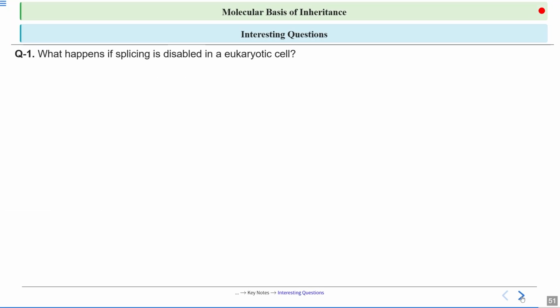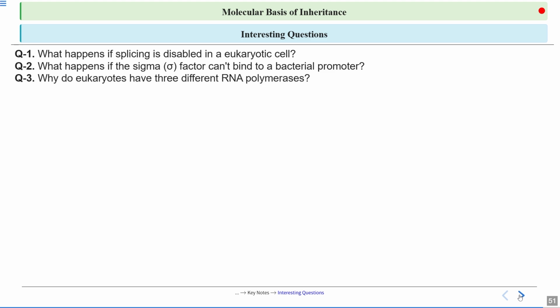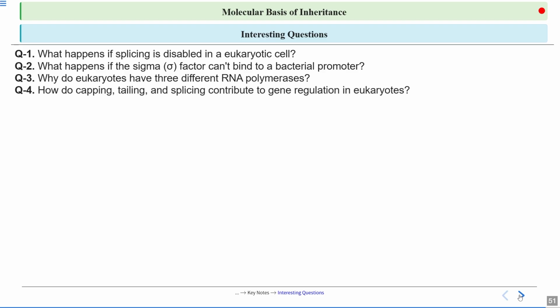So there are a few interesting questions that you guys are going to answer yourselves. First, what happens if splicing is disabled in a eukaryotic cell? If there is no splicing in a eukaryotic cell, what will happen? Second, what happens if the sigma factor can't bind to the bacterial promoter? Then, why do eukaryotes have 3 different RNA polymerases? Then, how do capping, tailing and splicing contribute to gene regulation in eukaryotes?